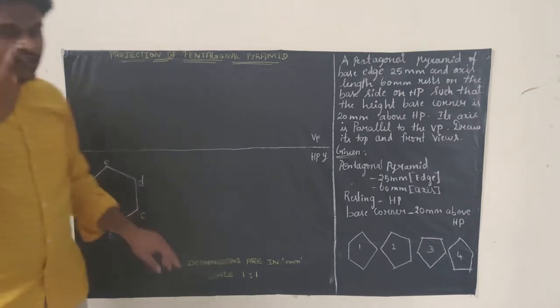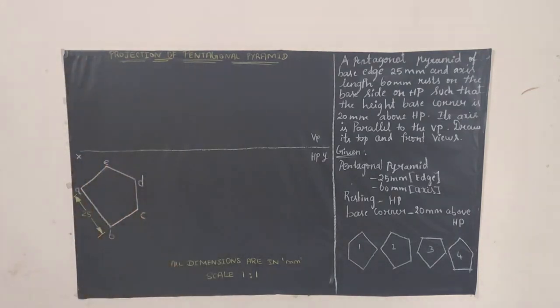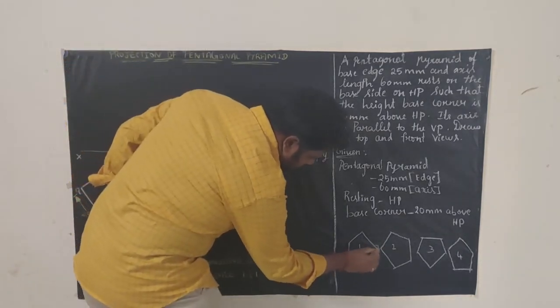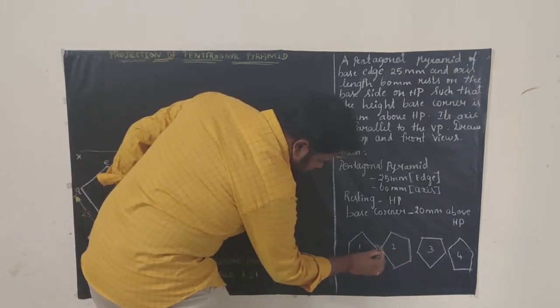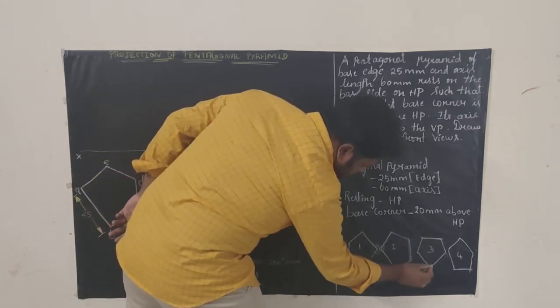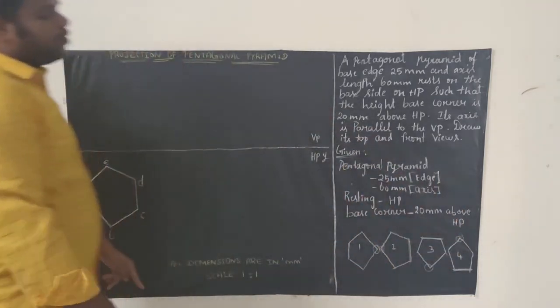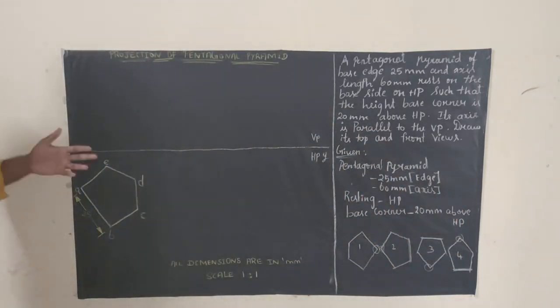But you will be getting a doubt. Which type of pentagon do we need to draw? There are various pentagons, right? See here, this is the base and this is the base corner. Four types of pentagon can be drawn. So how to identify it?